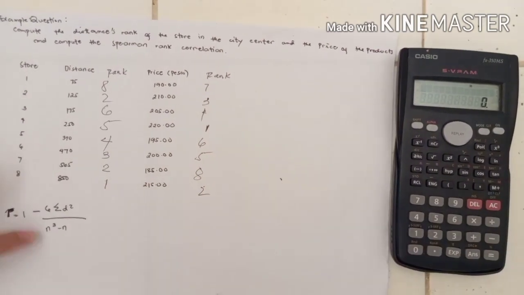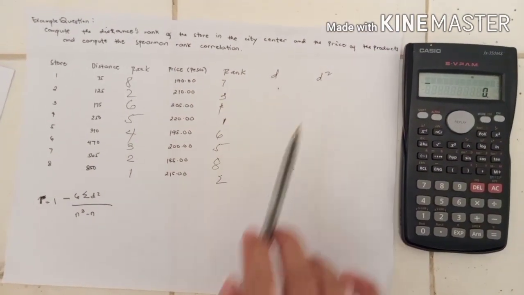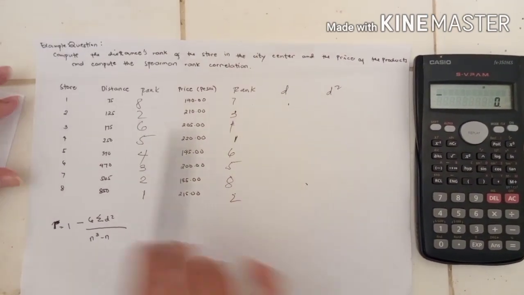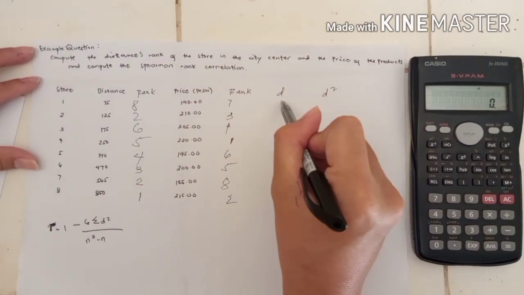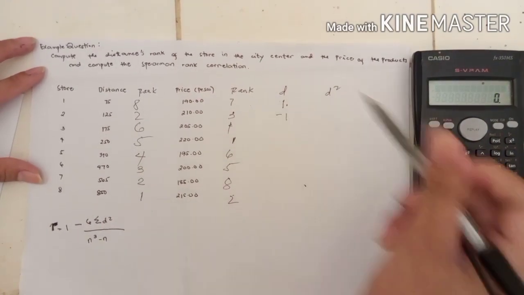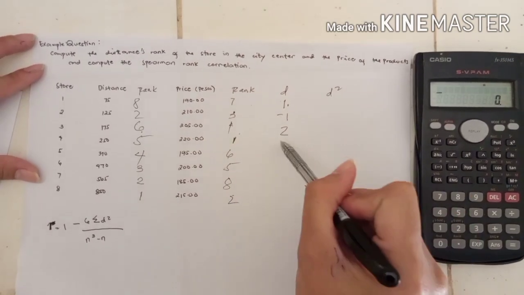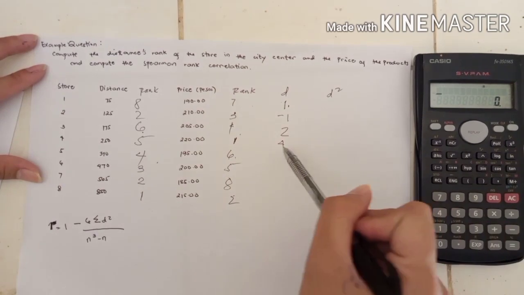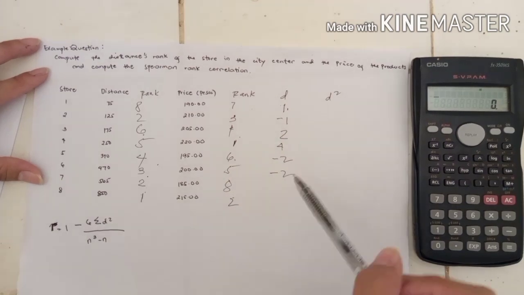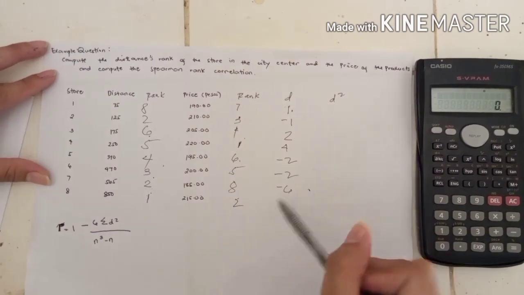Second, we have to find the D, or the difference, and the D squared. In finding the difference, we have to subtract rank 2 from rank 1. Okay, let's subtract. 8 minus 1 is equal to 1. 2 minus 3 is equal to negative 1. 6 minus 4 is equal to 2. 5 minus 1 is equal to 4. 4 minus 6 is equal to negative 2. 3 minus 5 is equal to negative 2. 2 minus 8 is equal to negative 6. 2 minus 1 is equal to negative 1.